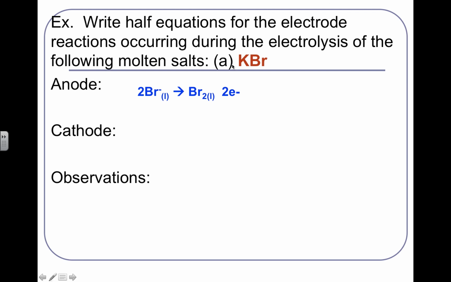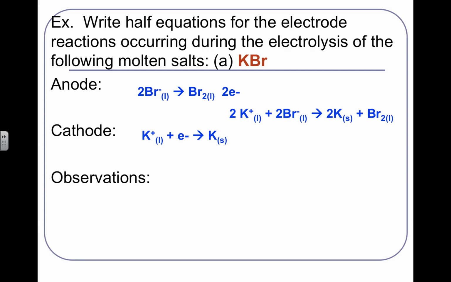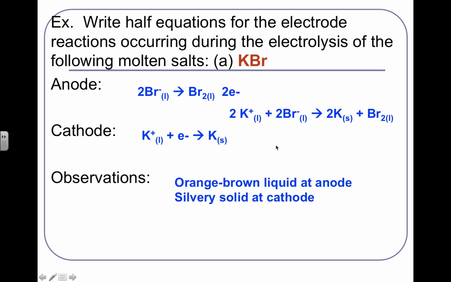Okay, at the cathode, we would have potassium. The cation is attracted to the cathode. And we would have liquid potassium ions forming solid potassium. So there's our reduction. Okay, let's talk about observations. If you think about what we've discussed, bromine is kind of an orangey brown. Oh, by the way, there's your net reaction, just FYI. And so you would see an orangey brown liquid at the anode, and potassium is kind of silvery, and it'd be a solid at the cathode.